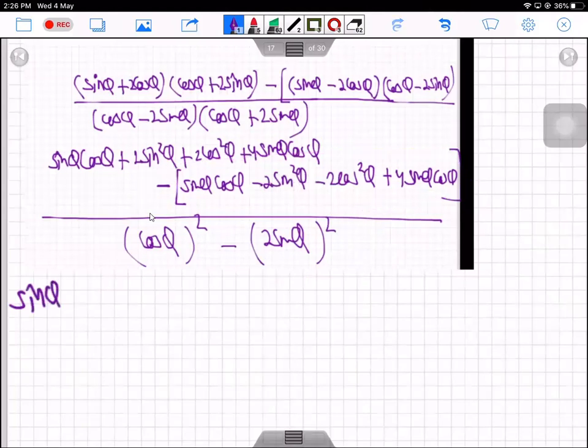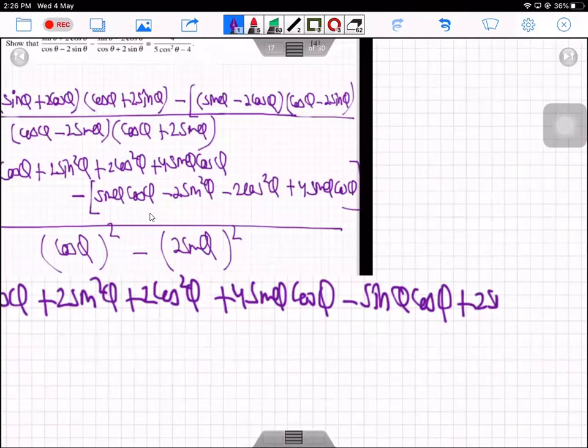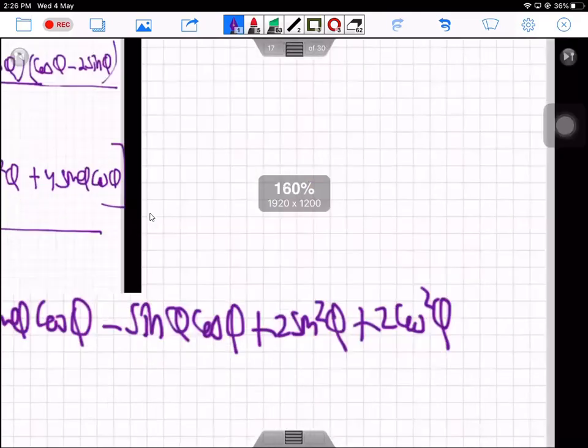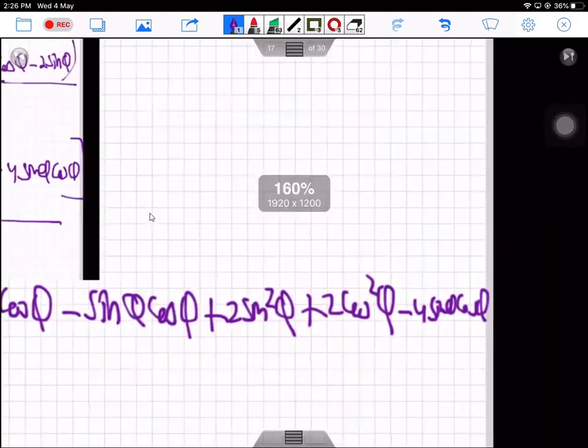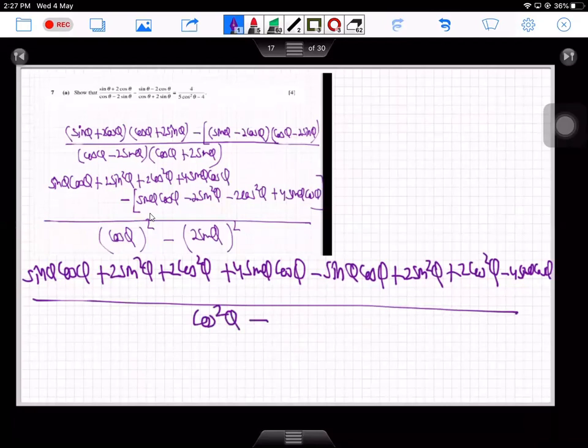So sine theta cos theta plus 2 sine square theta plus 2 cos square theta plus 4 sine theta cos theta minus sine theta cos theta plus 2 sine square theta plus 2 cos square theta and then minus 4 sine theta cos theta. Okay, this looks better. And divided by cos square theta minus 4 sine square theta.